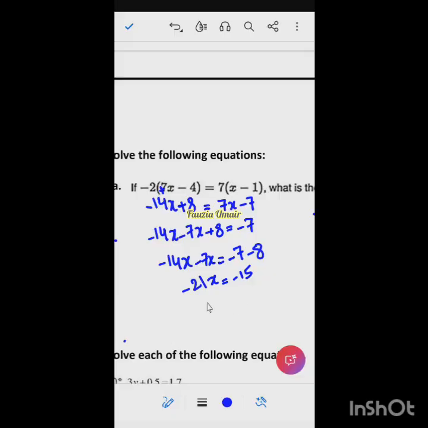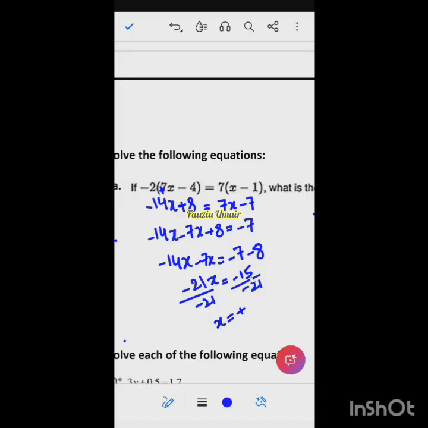So now what to do? Divide both sides with the coefficient of the variable, 21. So it is minus 21. So we will divide both sides with minus 21. So this is cancelled. Here x is left. So now let's look at this. Minus divided by minus is a plus.